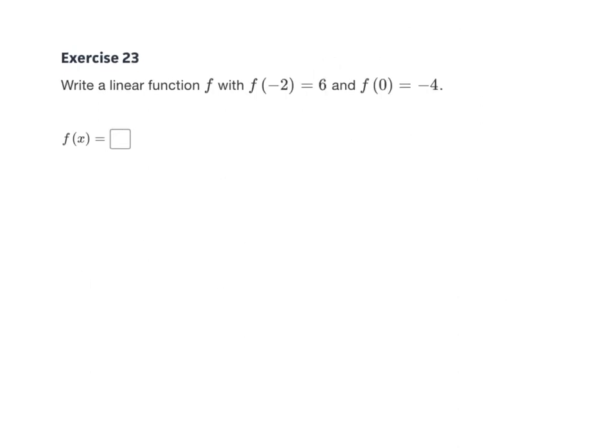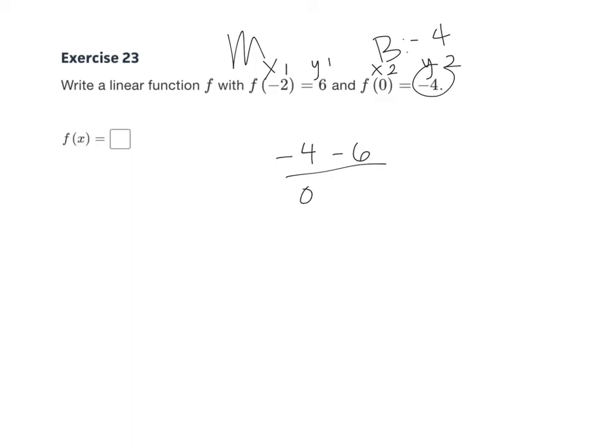23, exactly the same. We're going to find what the slope is. The b, the y-intercept, we know is going to be -4 because it's paired with the 0. Here's my x1, y1, x2, y2. Using the slope formula, we'd have -4 minus 6 over 0 minus a -2. -4 minus 6 is -10. And 0 minus a -2, we're going to change that into a plus. 0 plus 2 is 2.